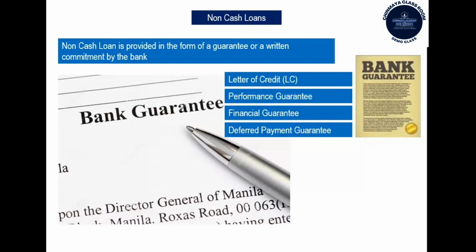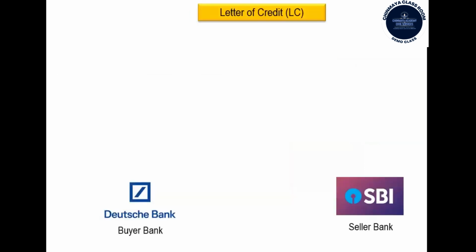But however, there is a mortgage. Okay, that is a mortgage. Now you understood what is a PG, FG and DPG, deferred payment guarantee. Now I will explain to you about LC, letter of credit.